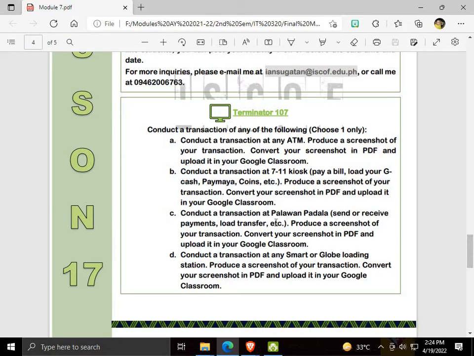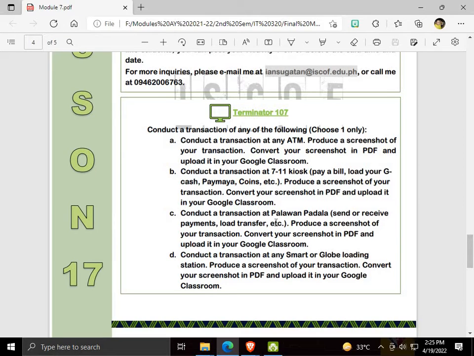Pay a bill, something like that. Load your GCash, your PayMaya, or your Coins.ph. I think you have PayMaya there. Load at least 100 pesos in your PayMaya. And then, screenshots. So, that is now letter B.